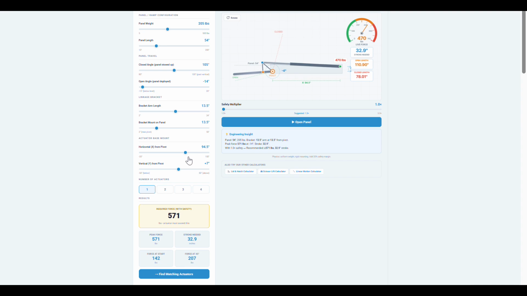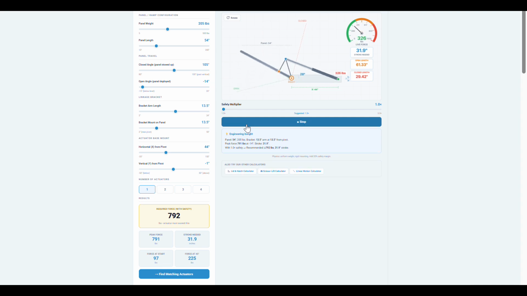Hit Open Panel and watch the simulation. You can see the panel moving from its stowed angle down to its deployed position, and the actuator extending through that arc. The force gauge shows you the peak force across that full travel range, and that peak is what you need to size against.